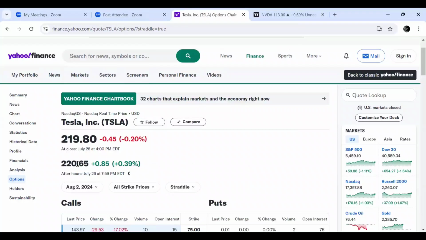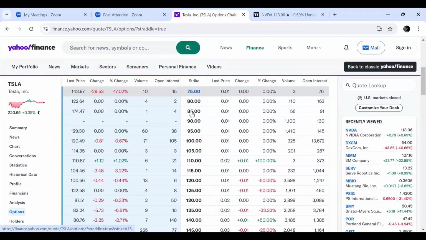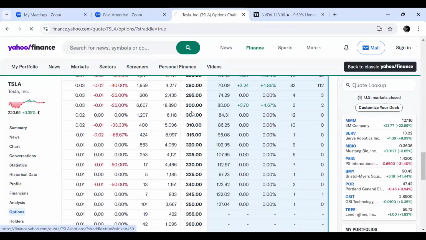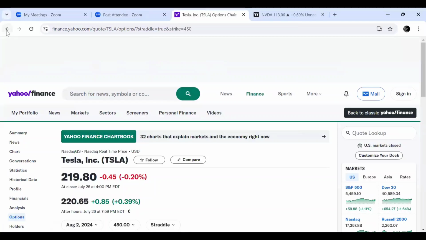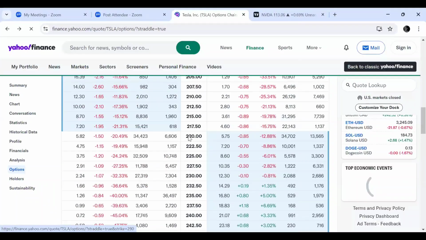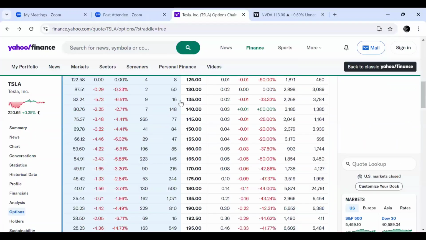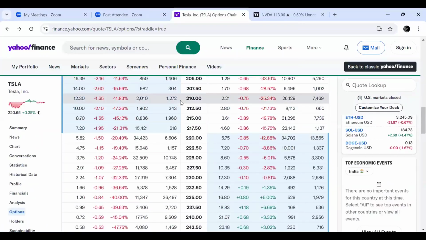The current price of Tesla is $220, and here you can see the strike prices from $75 to $450. $220 is the ATM, at the money. Greater than $222 is out of the money, and less than $222 is in the money.